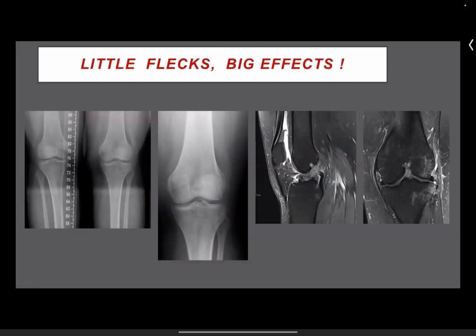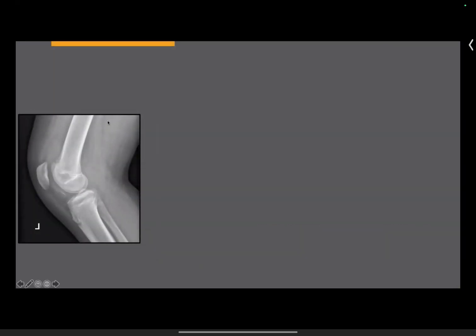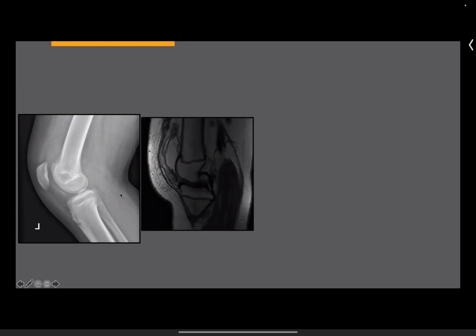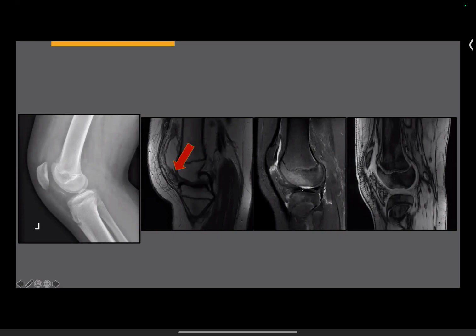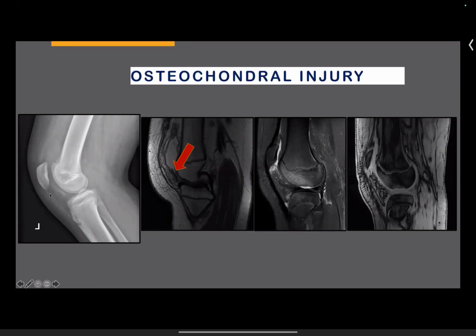And obviously you are all aware of these Segond fractures, little fleck, big effects. Always look at the lateral X-ray for this curvilinear thing. It looks small, but this is the tip of the iceberg, because X-ray will just pick up the cortical bone or subchondral cortical bone. There might be a big cartilage fragment related to that. You can see that it's a big 1.5 centimeter fragment there, and it has come from the weight-bearing portion of the central lateral femoral condyle. So this would need putting back. So sometimes these little flecks, big effect.